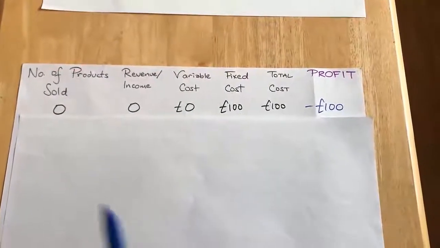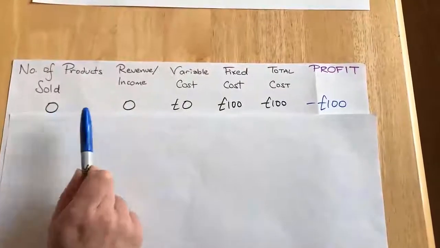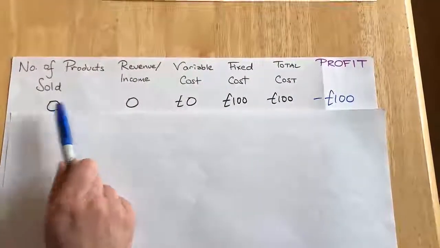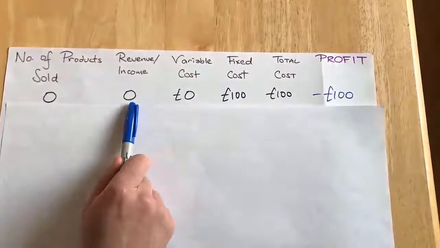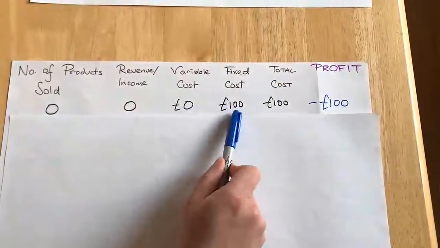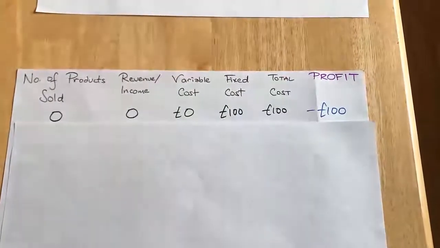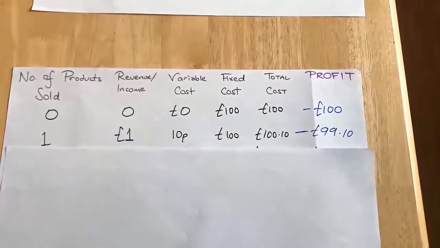The reason being is because the first example is assuming we have made no products at all. So if we make no products, we get no money from the customers. But it also means we've got no variable cost, but we do have fixed costs, as I said earlier. Now what happens when we make one product?